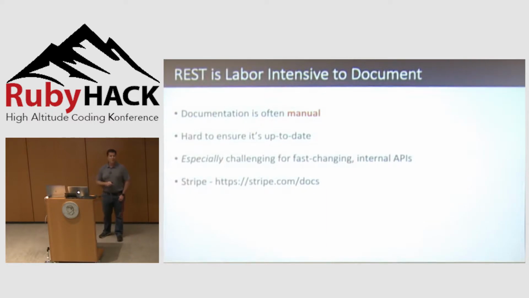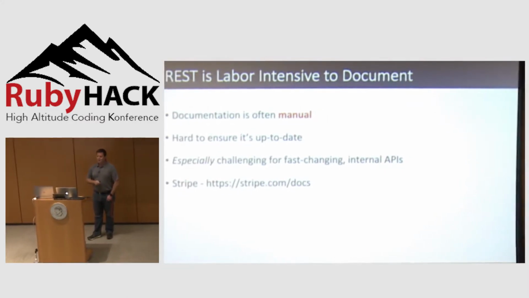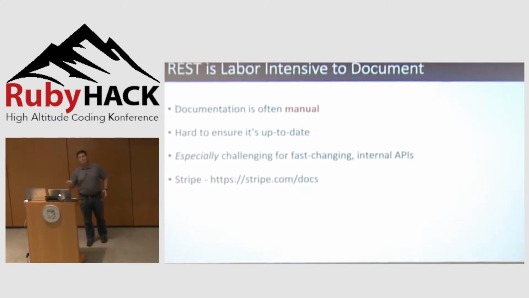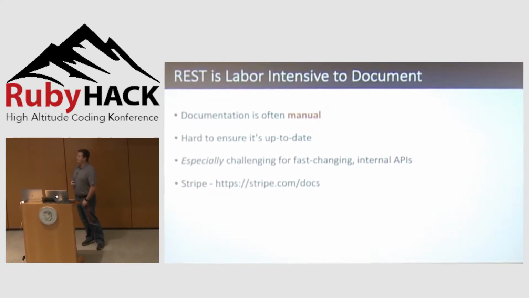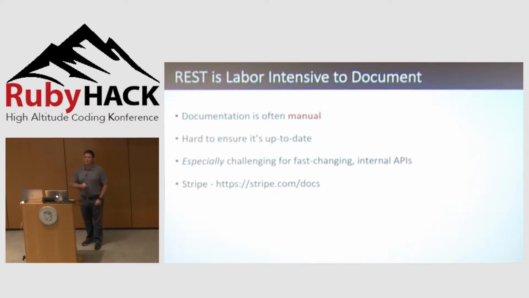It's often manual. It's probably going to require a markdown file, maybe some JSON files in the case of Swagger. It's hard to ensure it's up to date. You make an API change, maybe you update the document, maybe you don't. Has anyone ever run across the case where you try to use an endpoint and it doesn't work as expected?